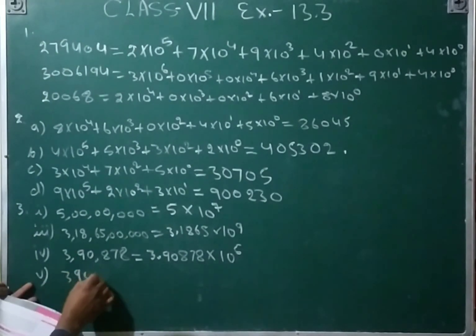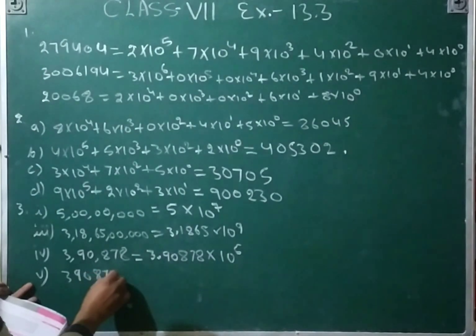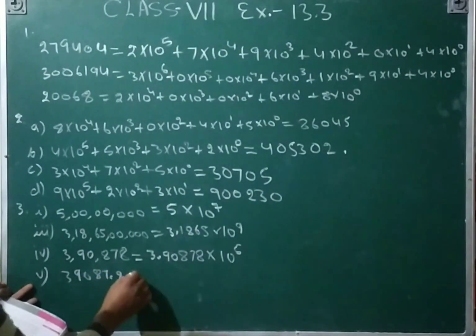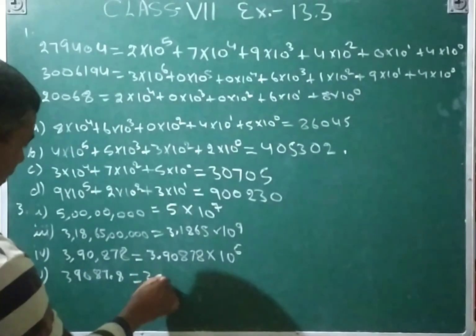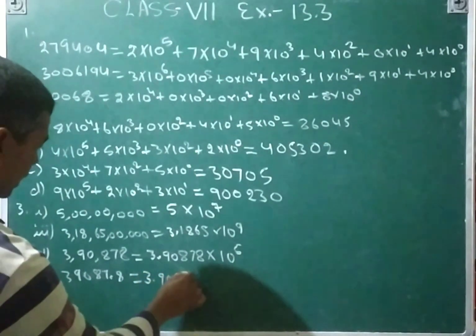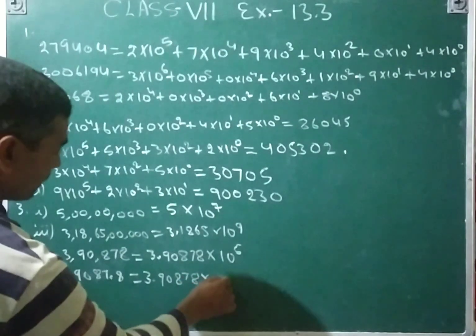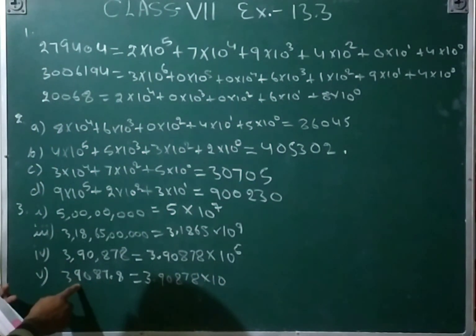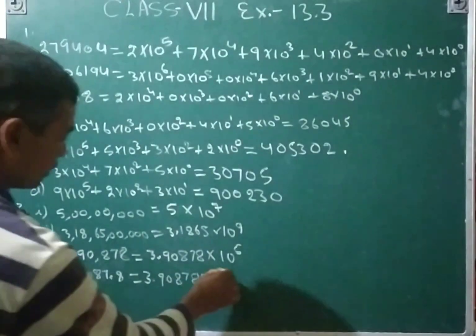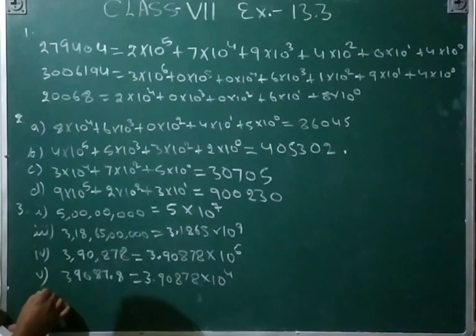3 9 0 8 7 decimal 8. Already the decimal is given here, so this decimal will move here. So 3 decimal 9 0 8 7 8 into 10. And then how many digits has this decimal gone here? 1 2 3 4 digits, so that will be 4.